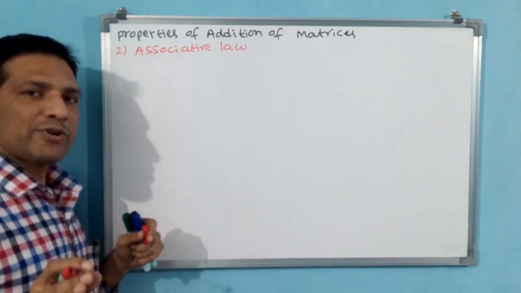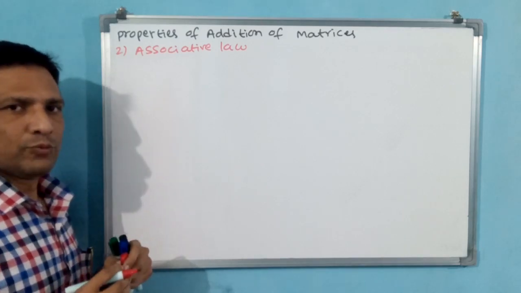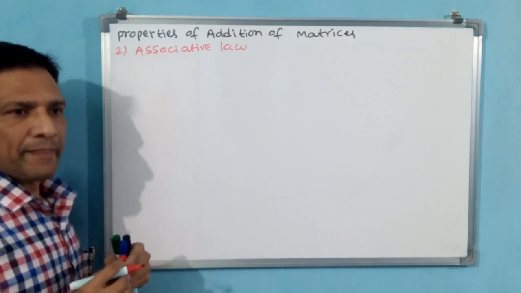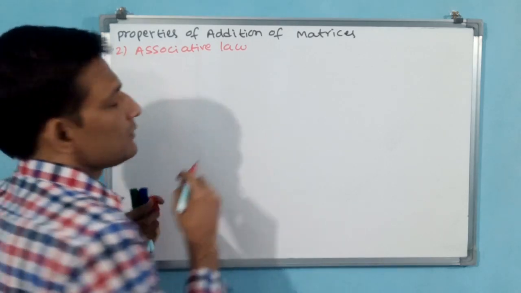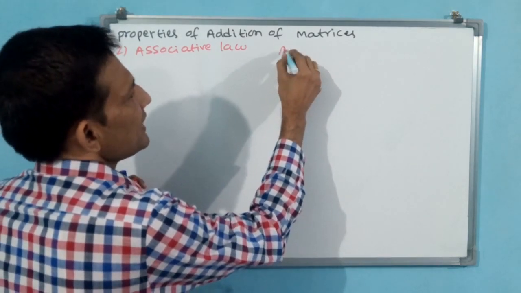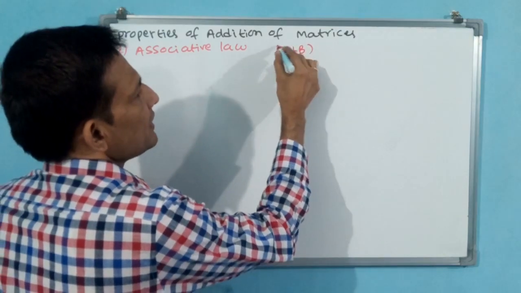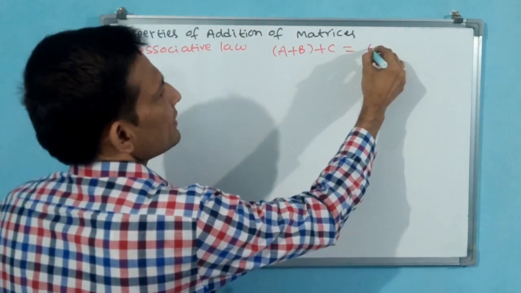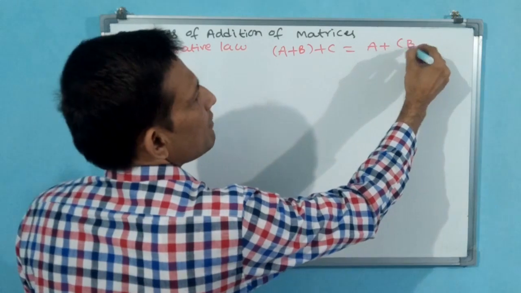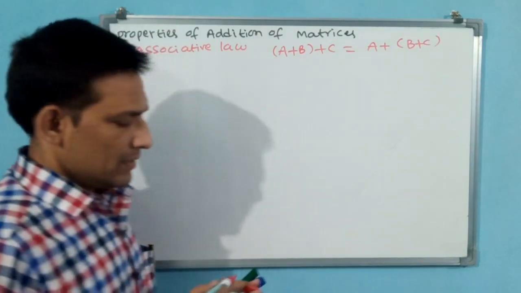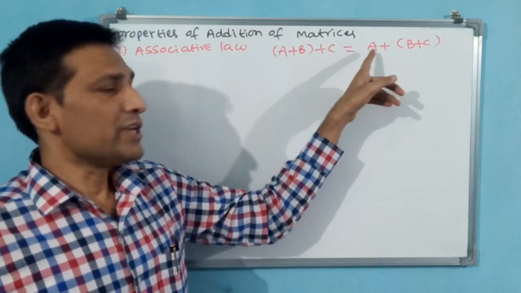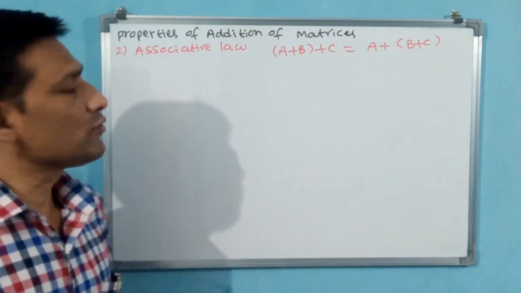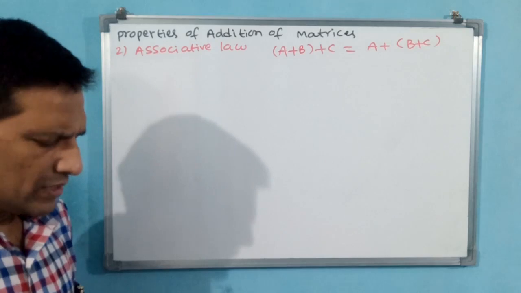We know commutative law is between two matrices. But associative law requires a third matrix also. Okay, third matrix. You see, like (a + b) + c is equal to a + (b + c). This is associative law. Okay.